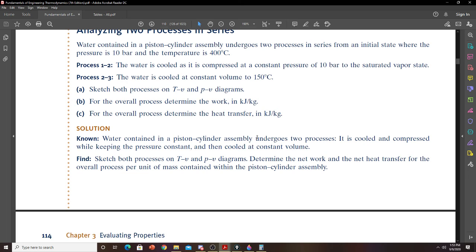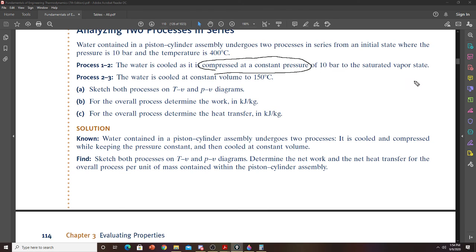It's all about taking information, because they don't just tell you a lot of times. It's usually things that are very subtle, like compressed. They say the word compressed at a constant pressure of 10 bar, right? You see? They will tell you things like that, and you then have to decide what that information means.